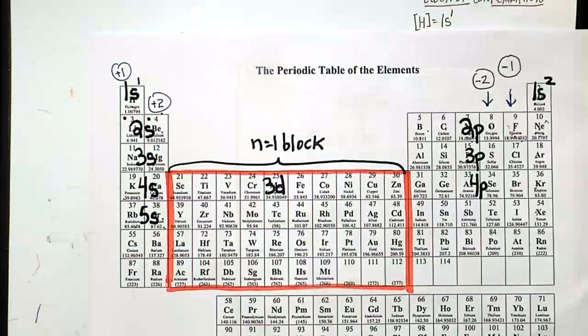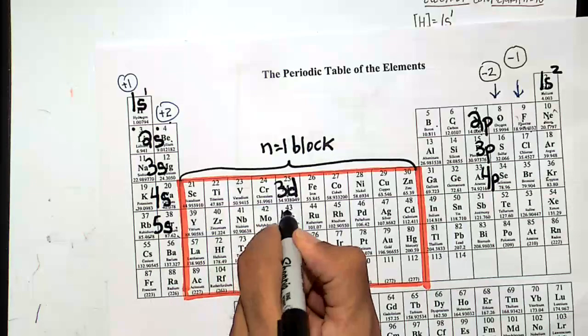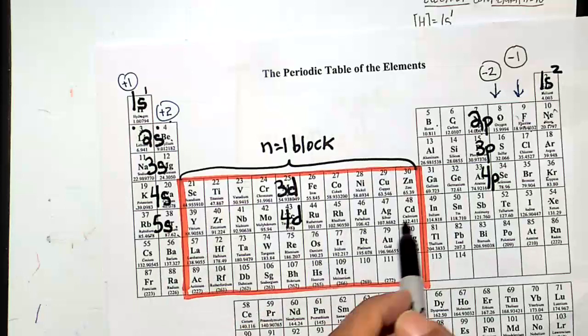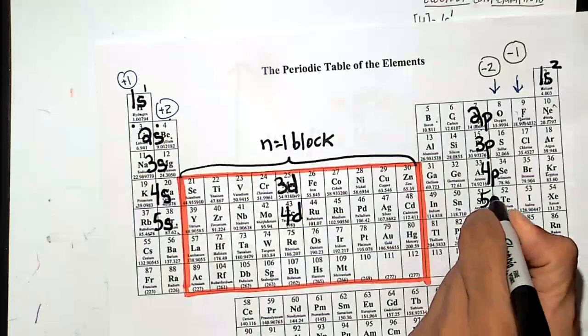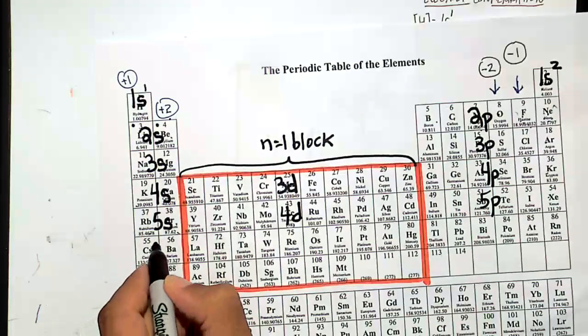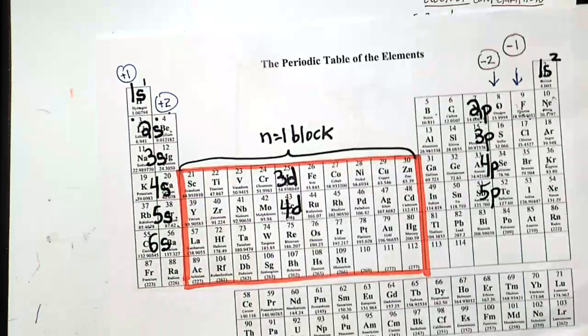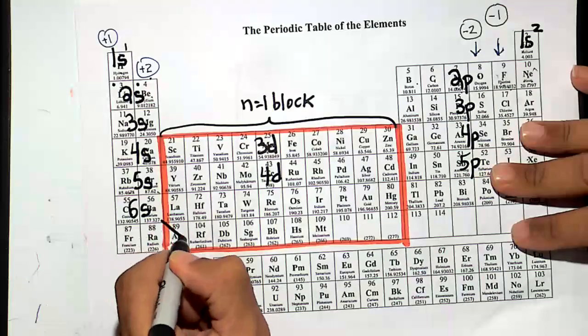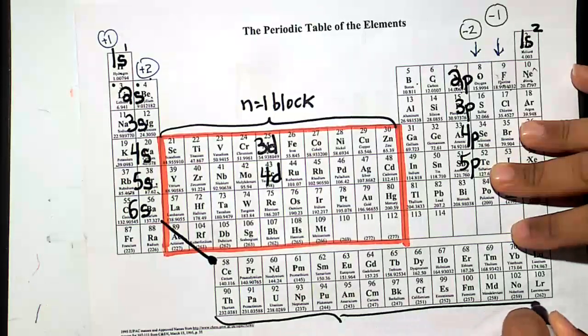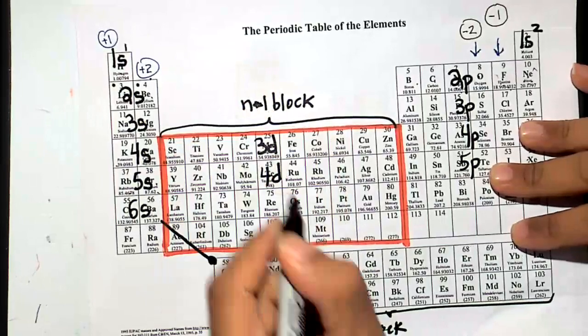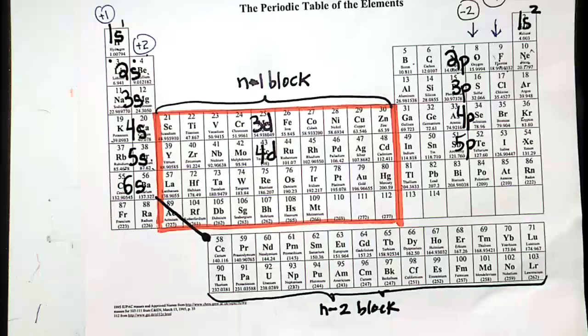After 5s, 5s1, 5s2, where will they go? 4d. Very good. Fill up the 10, pair up after 5. And then after 4d, where will they go? 5p. After 5p, where will they go? 6s. Now something weird happens here. After 6s, they will go to the n minus 2 block. This is the n minus 1 block. This is the n minus 2 block. These are where the f orbitals stand.